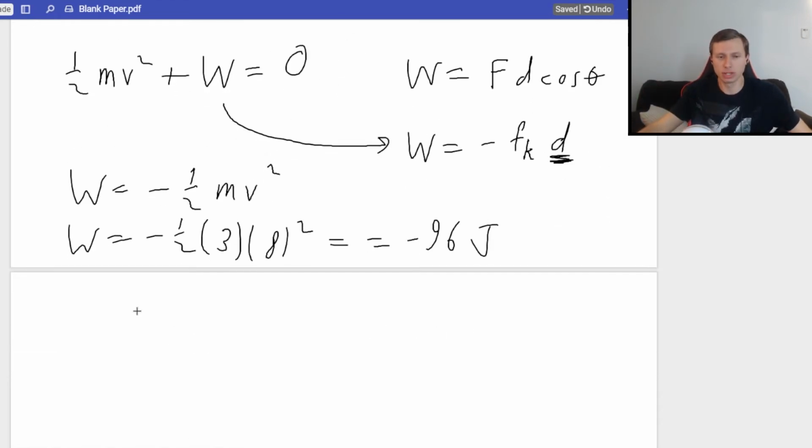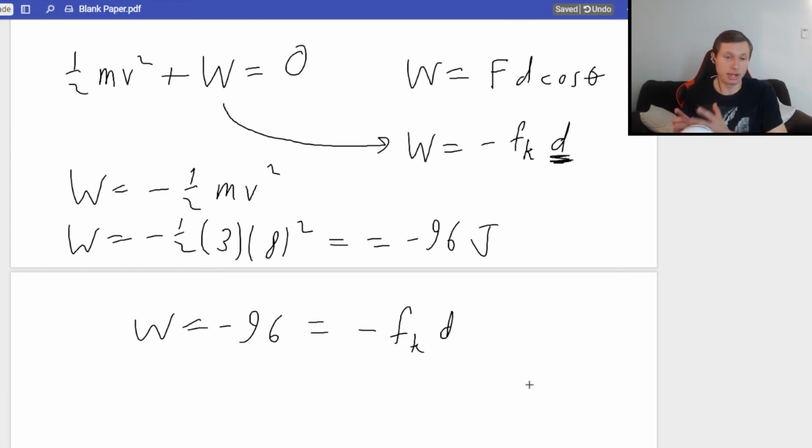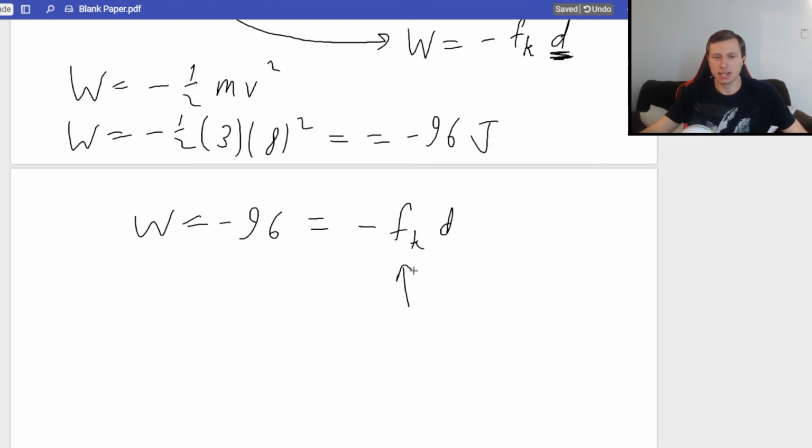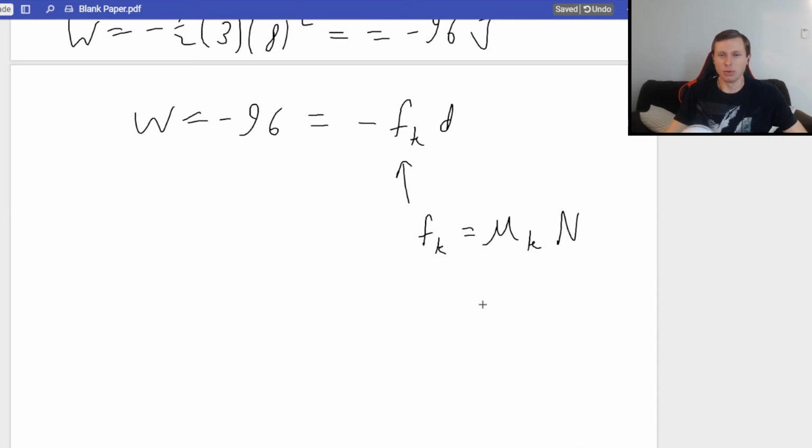Okay, so we have our work. Work equals negative 96. Again, I'm setting work equal to negative Fk times d because that's my work done by friction. So work done by friction is negative 96. I have an equation for Fk, I have an equation for frictional force. Fk equals mu k times the normal force. Man, this problem just gets longer and longer, doesn't it? Well, luckily I gave us mu k, that's 0.2.